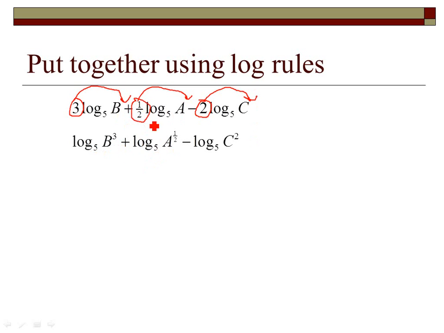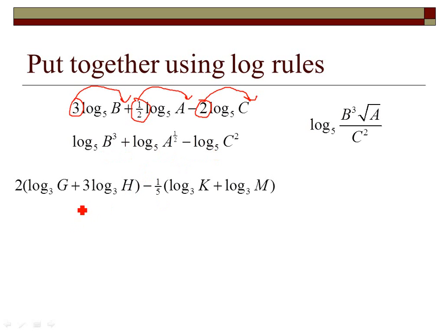So first of all, I brought these guys back together. And now I'm going to have log base 5 of b cubed square root of a over c squared. We just got to go and put them back together again. Now, it's critical that these bases are all the same. They have to be the same base. You cannot do that unless the bases are the same.